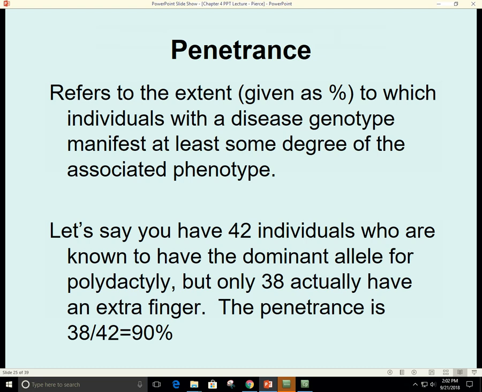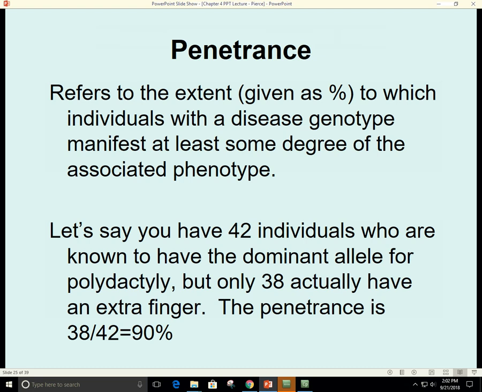Penetrance. Penetrance is an interesting phenomenon. Like multiple alleles, this penetrance is very common. When Mendel did his work, he only dealt with things that were completely dominant or completely recessive. He never had to deal with this issue. But something that we observe in human genetics for sure, and other model organisms.